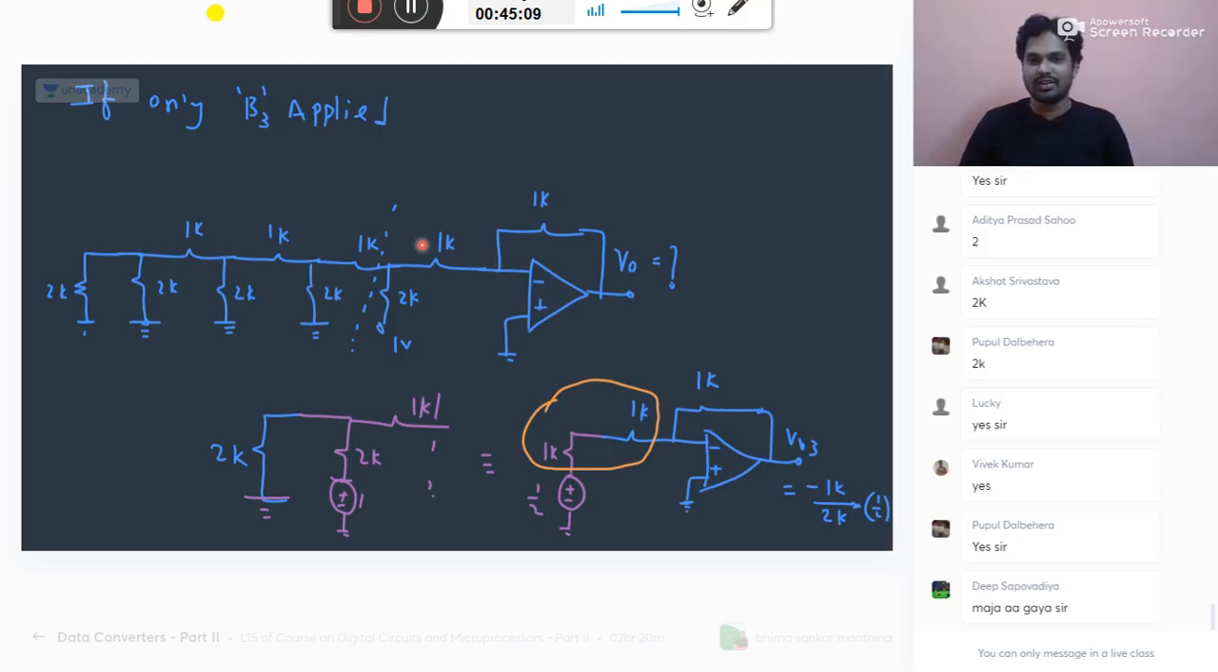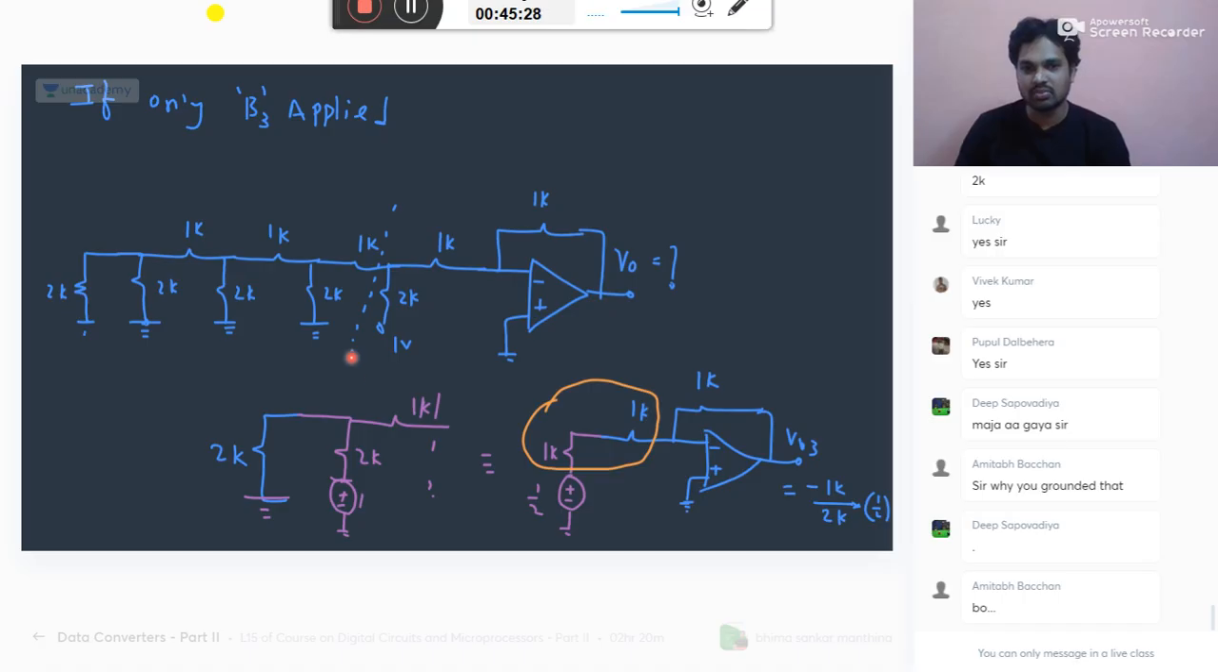So this topic is like that. Your data converters is a little network oriented. Don't be afraid of it. Which one did I ground? 1 volt means it is 1 with respect to ground. That's why it is grounded. That's all, simple. We discussed that in the networks class. Don't worry.